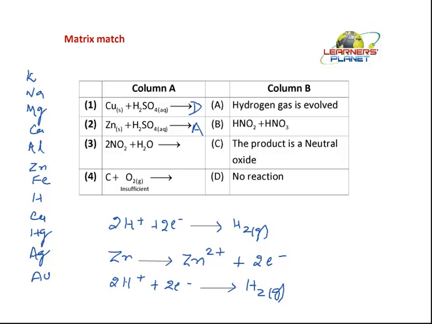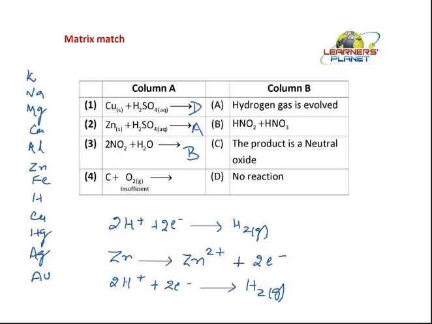A. Now next reaction is 2NO2 plus H2O. Now NO2 is what, students? It is an acidic oxide, or it is a non-metallic oxide. So when it is dissolved in water, it should form acids. So are there acids in our options? Yes, that is HNO2 and HNO3. So what would be the option for this?